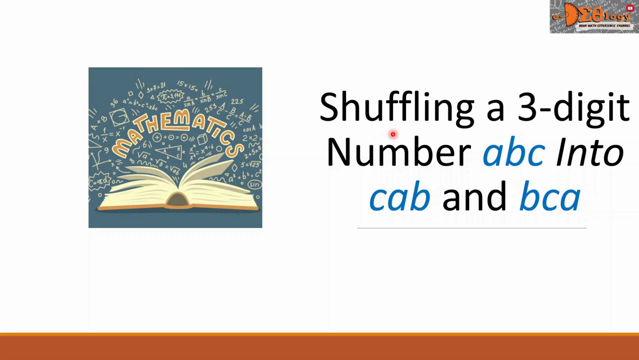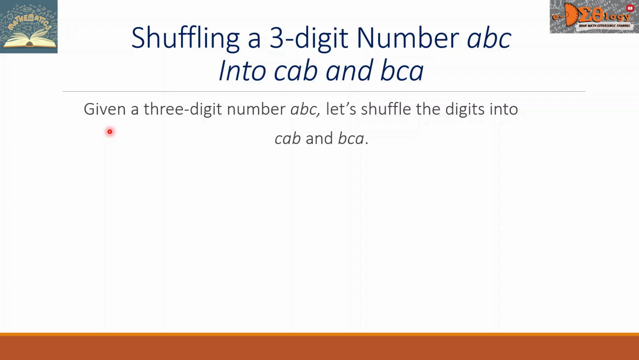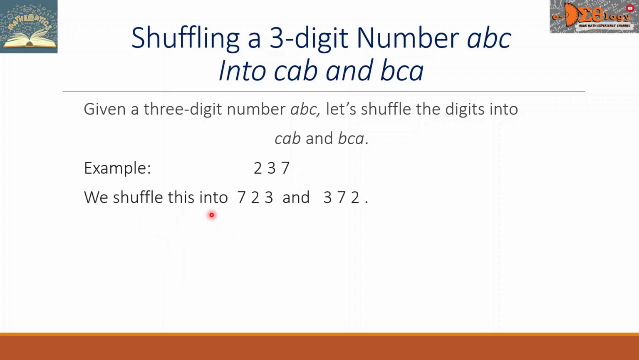Today we're going to study shuffling a 3-digit number, let's say ABC, into CAB and BCA. Given a 3-digit number ABC, let's shuffle the digits into CAB and BCA. For example, the given number is 237. We shuffle this into 723 and 372.